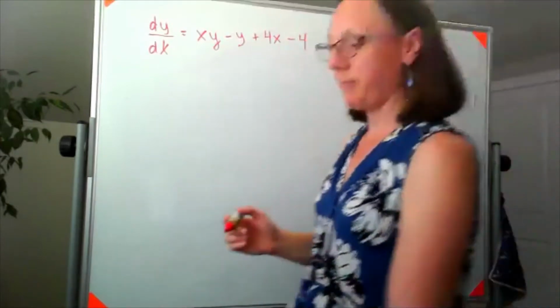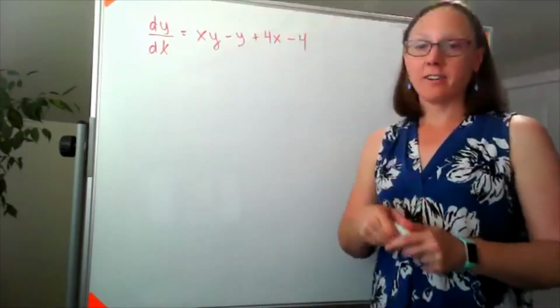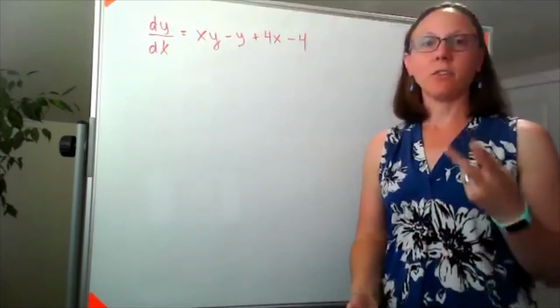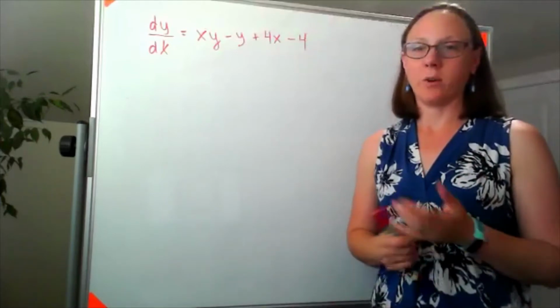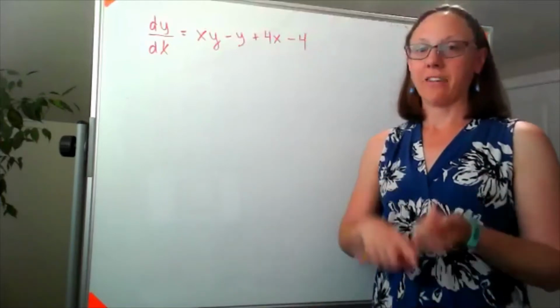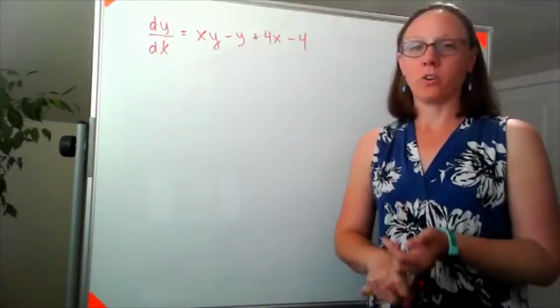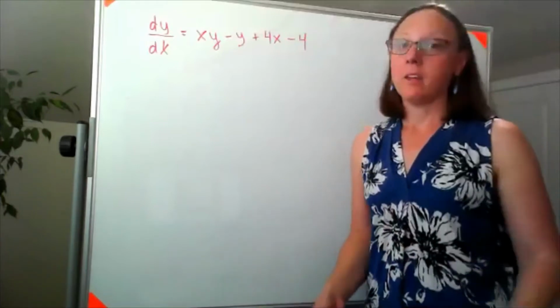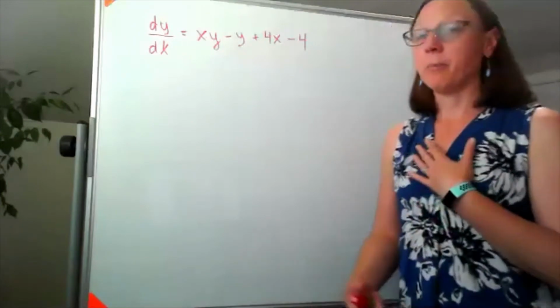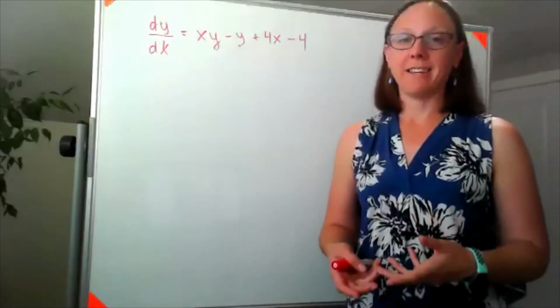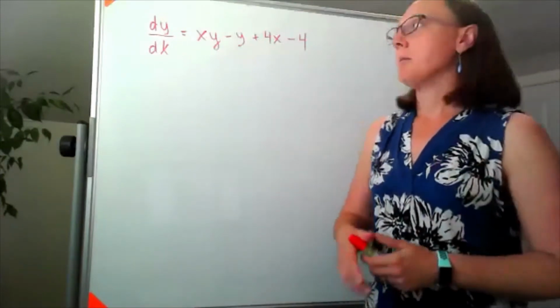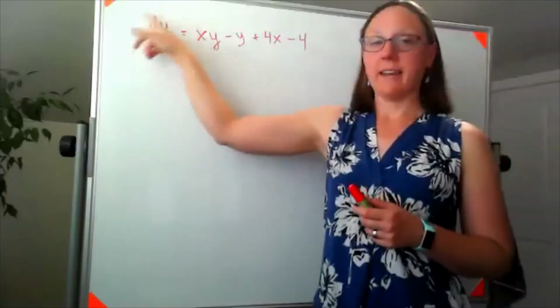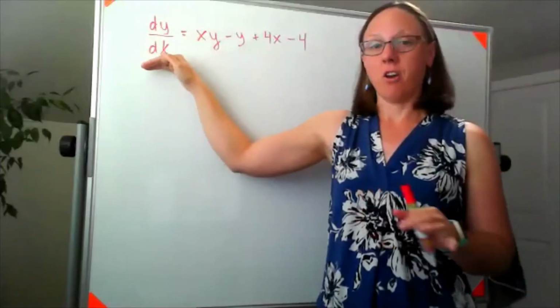Minus 4. In the context of our calculus class, there are only two types of differential equations that we know how to solve. It's either separable, or it's first order linear, or it's both. So looking at this, for me, first order linear is the easier one to see. It's first order because I have just a first derivative, not a second derivative.